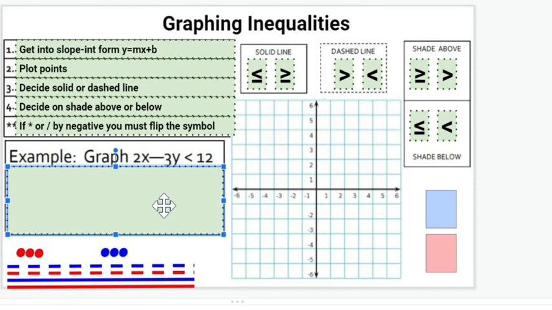Alright, then for our example, we have 2x minus 3y is less than 12. So we would need to subtract the 2x from both sides. So we would get negative 3y is less than negative 2x plus 12. Okay, so all I did is I subtracted the 2x to the other side. So it's on the right-hand side of the inequality symbol.